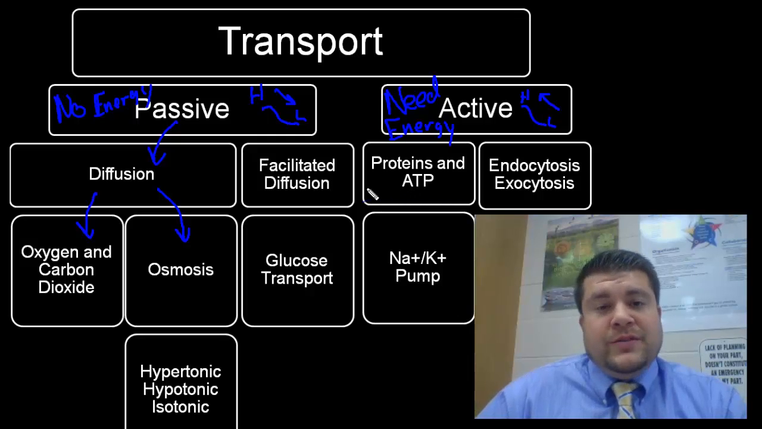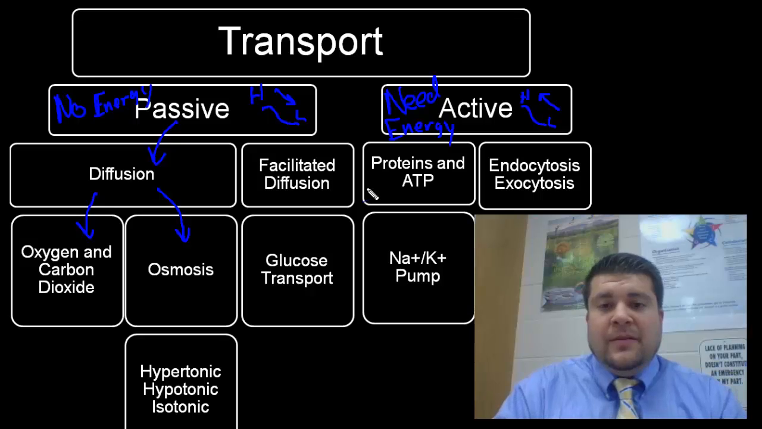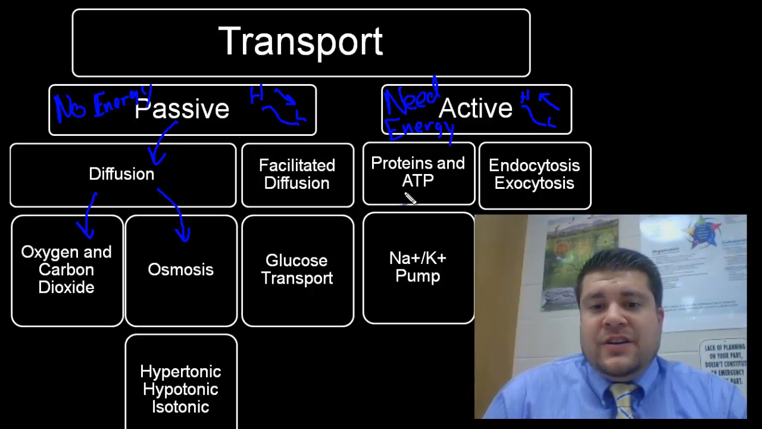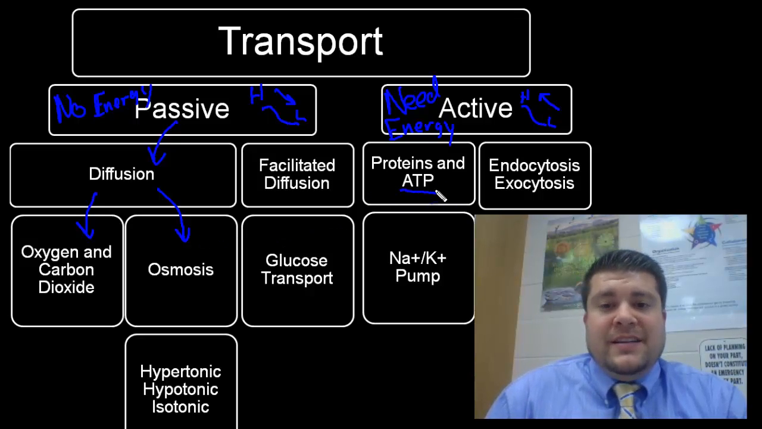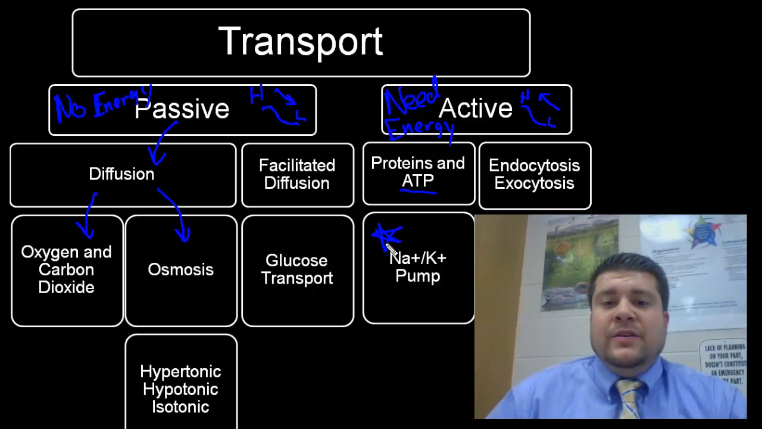So we're going to need some proteins to actually do the pumping that's needed to get these molecules across. So we need some sort of pump. And the energy currency will be in the form of ATP. And the most famous one is the sodium (Na) and potassium (K) pump. And this protein will actually pump these across the membrane.